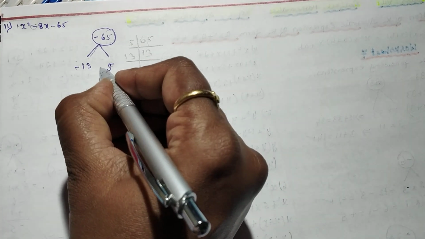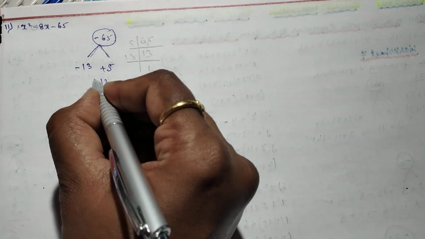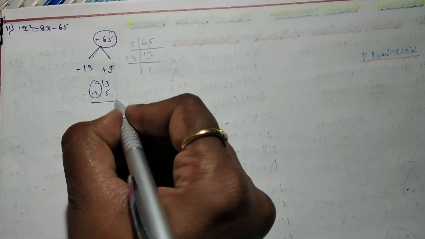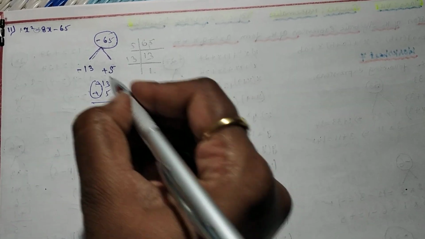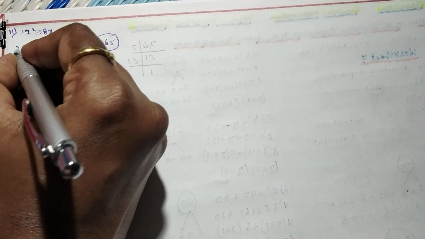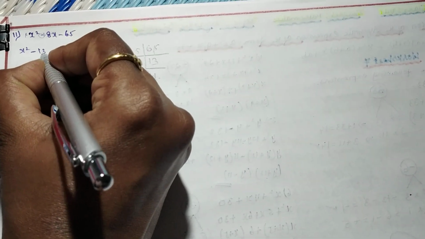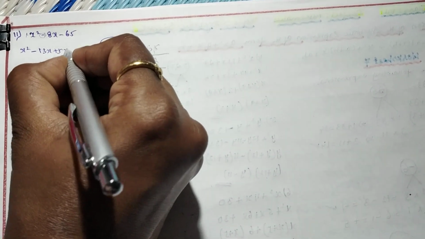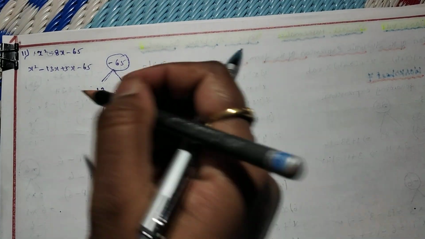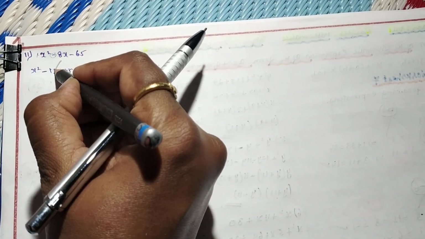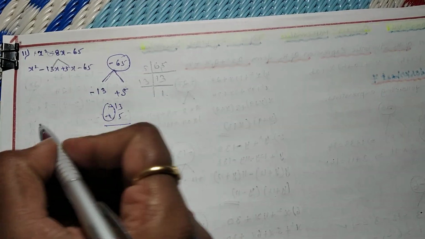So minus 13 plus 5. You can check it. Minus 13 plus 5. So unlike sign subtraction, 13 minus 5 is 8 and greater number sign minus. So I'll write this minus 8x as minus 13x plus 5x minus 65. That is last term as it is. You can check it here, children. Minus 8x is written as minus 13x plus 5x, which gives minus 8x.